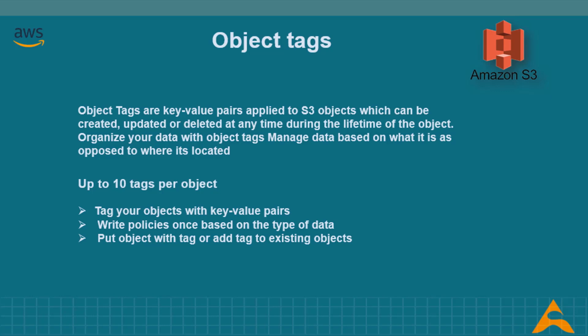AWS S3 allows you to tag your objects so that if you forget the file or object name, you will be able to find your file based on a tag. You can add 10 tags per object. All these things we'll see in our lab session.